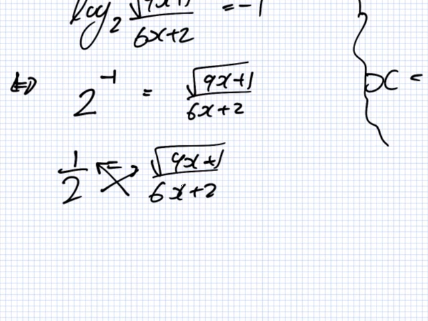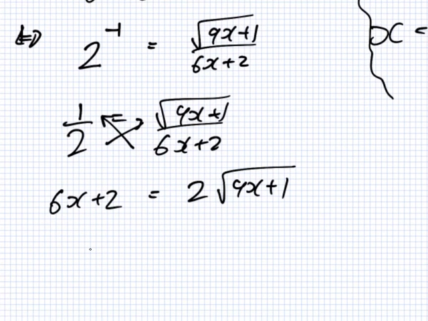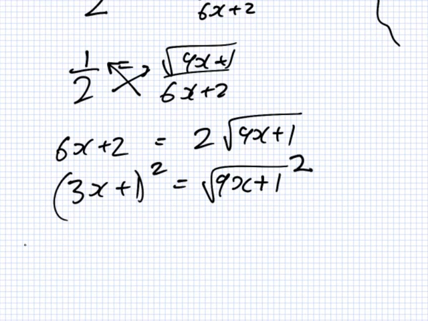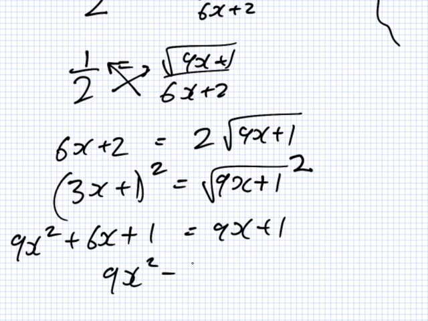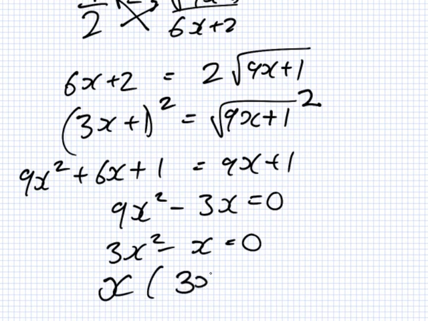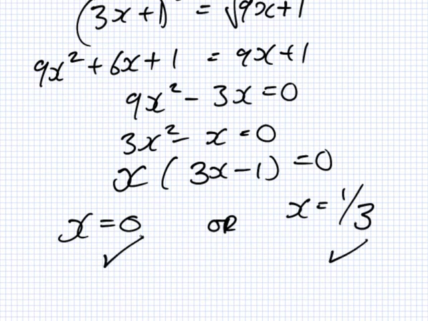Thank you. Okay, so we cross multiply. So I get 6x plus 2 equals 2 root 9x plus 1. Okay, next I should divide by 2. So I get 3x plus 1 equals root 9x plus 1. Okay, what should I do next? Square. So I get 9x squared plus 6x plus 1 equals 9x plus 1. 9x squared minus 3x equals 0. Divide by 3. 3x squared minus x equals 0. Factor out x. x times 3x minus 1 equals 0. I get two answers. x equals 0 or 1 over 3. And both answers are fine because they're both bigger than minus 1 over 9.